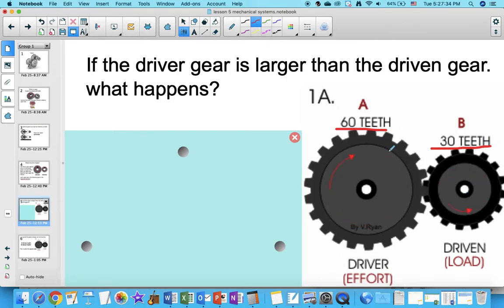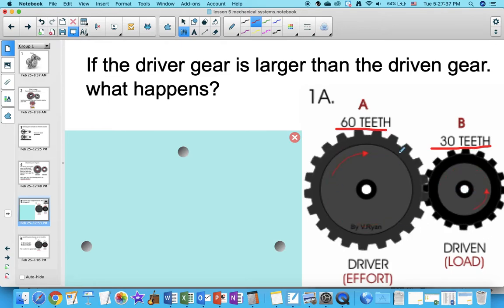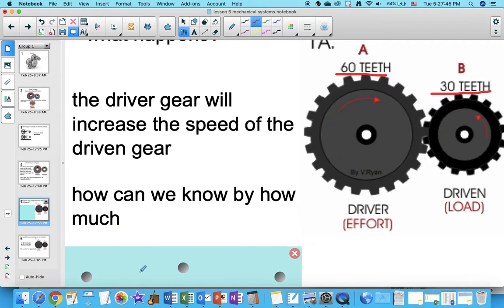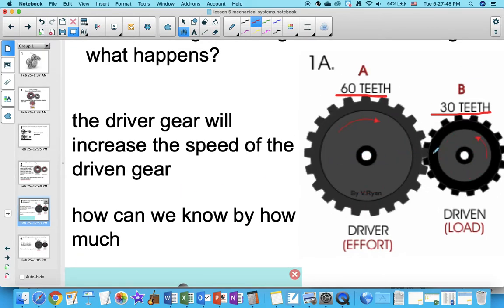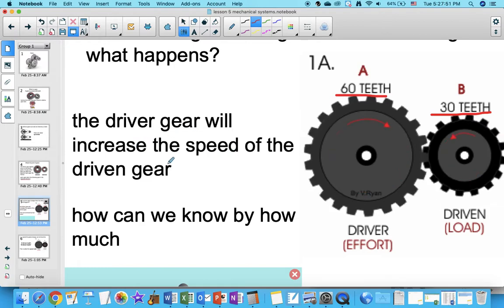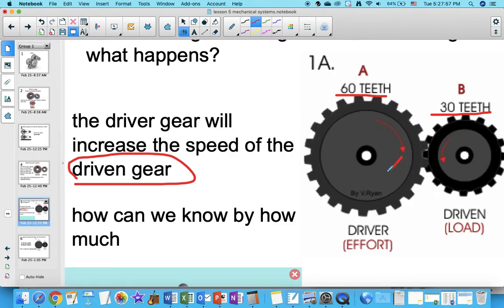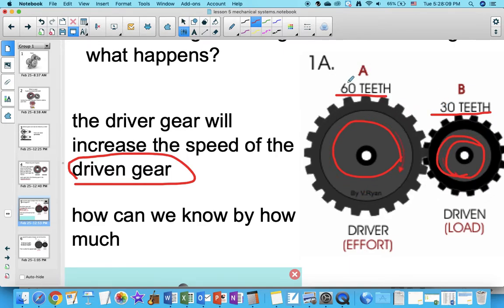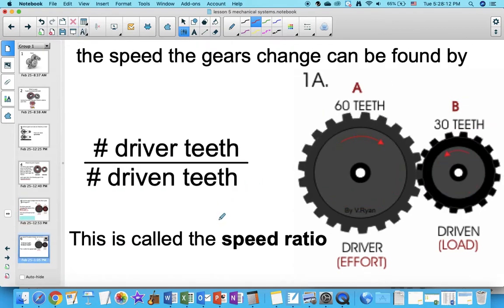Well, how can we know how fast the small gear is spinning, or how much of an effect does the big gear have on the small gear, or the driven gear? Well, we call this difference the speed ratio, right? The driving gear will increase the speed of the driven gear, because if you look at this gear, it's big, right? So for it to make one turn, this gear would need to make 2 turns, because there's twice as many teeth in the large gear. And so we can call this ratio the speed ratio.